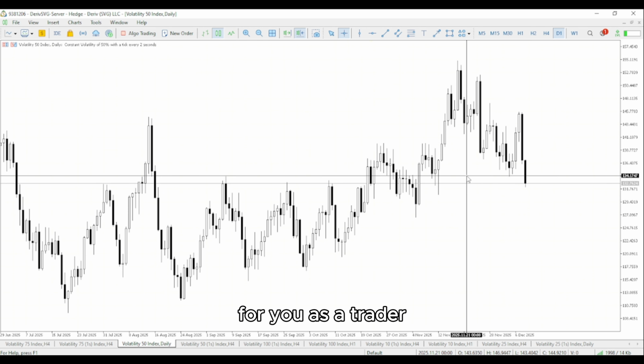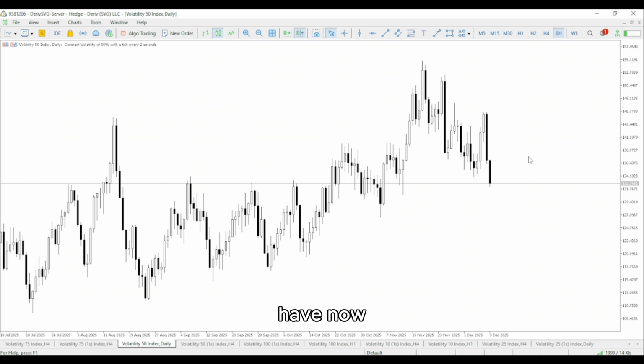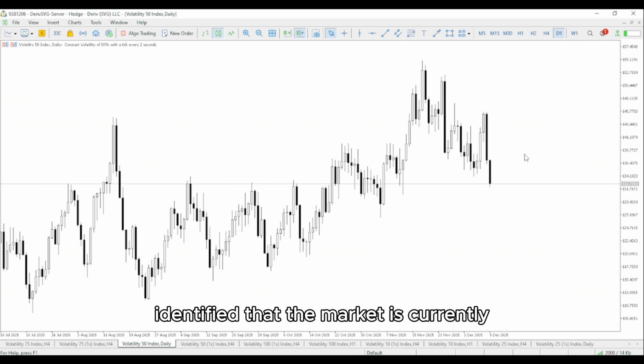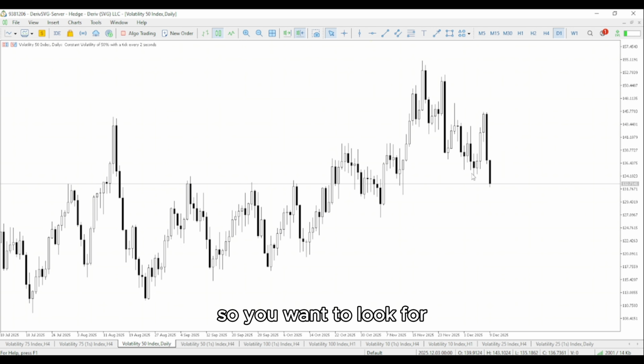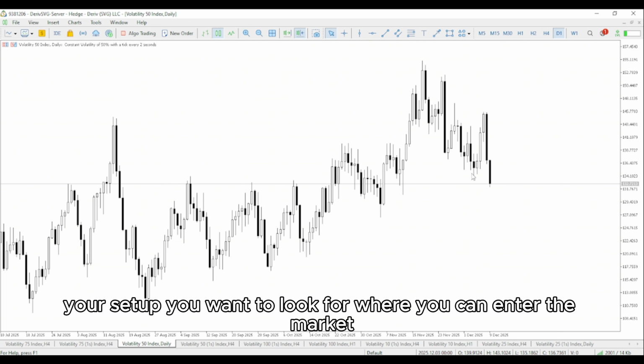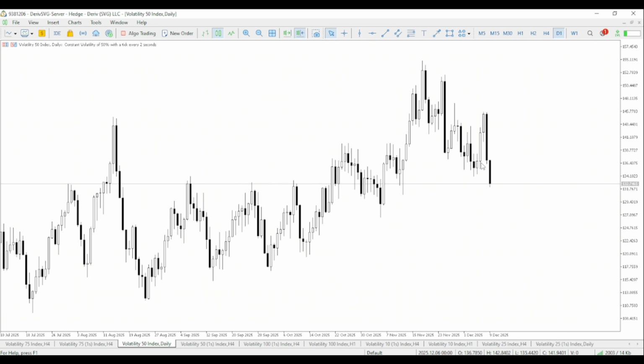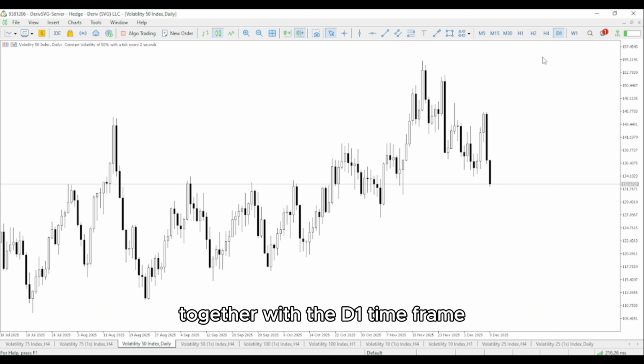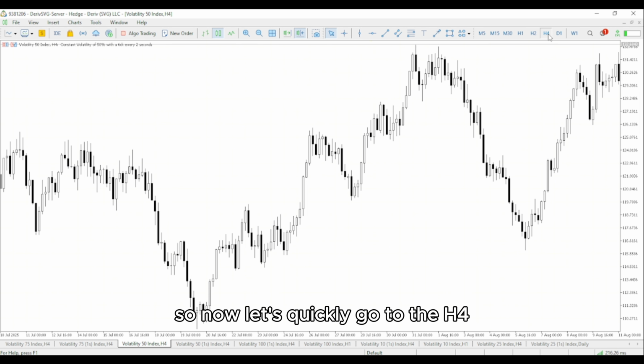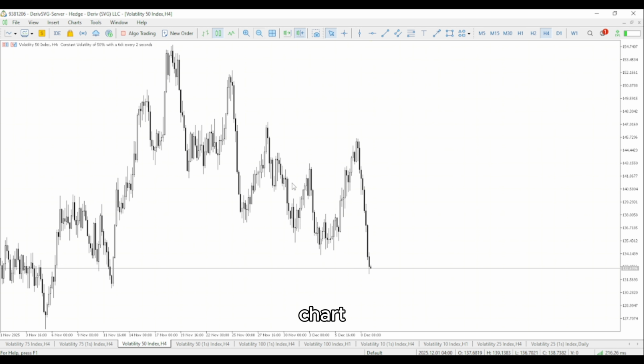So now as a trader, you have identified that the market is currently on a downtrend. So you want to look for your setup, where you can enter the market, and also you look for your support, resistance, trend lines, and all of that. So now this is what you do. You see that the trend is currently a downtrend. So you want to go to the H4 chart to see if you can get an alignment together with the D1 time frame. So now let's quickly go to the H4 chart. Now this is the H4 chart.